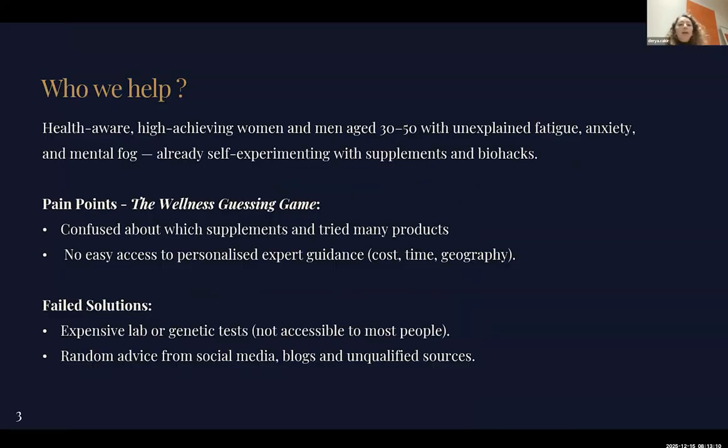Who are we going to help? We are going to help health-aware, high-achieving women and men aged 30 to 50 with unexplained fatigue, anxiety, and mental fog. Pain points are so clear. Wellness guessing game, confused about which supplements, and tried many products. No easy access to personalized guidance. It costs money and time, and geographically maybe impossible. And these people tried a lot of things with failed solutions, expensive lab or genetic tests, or random advice from social media, even TikToks, blogs, and anonymous sources.